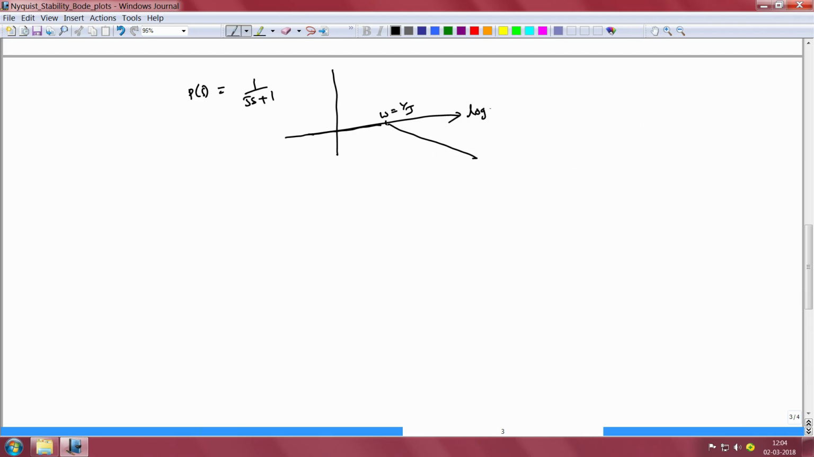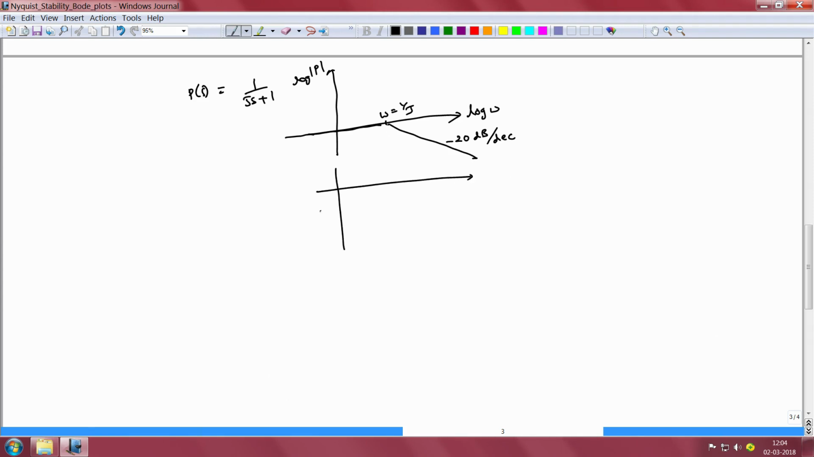So, the x axis is log omega, the y axis is log magnitude of P, and this slope is minus 20 units, or equivalently it is said to be minus 20 decibels in 1 decade of frequency change. So, 1 decade represents a factor of 10 change in frequency. So, the slope of this curve is going to be minus 20 decibels per decade.